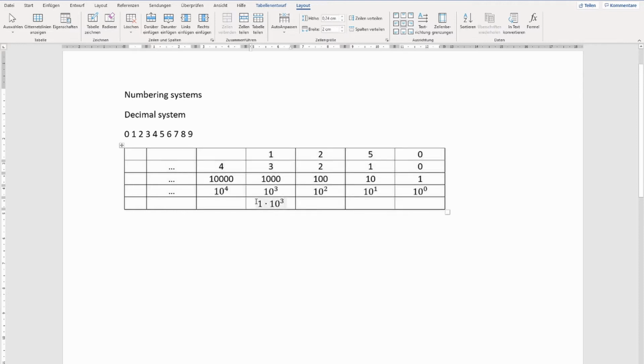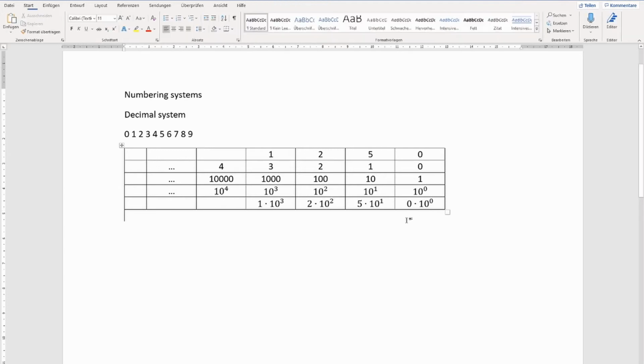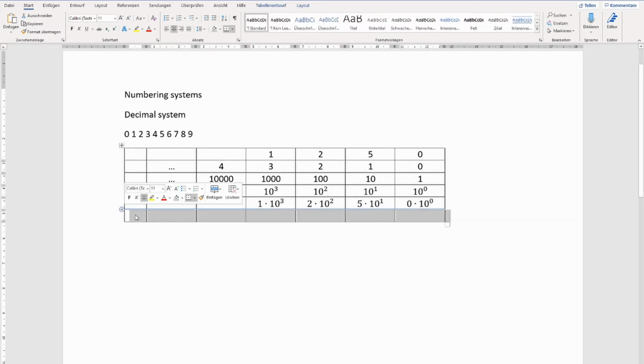Okay. 1 time, because it's 1 here, 1 time 10 to the power of 3. Then 2 times 10 to the power of 2. Then 5 times 10 to the power of 1. And 0 times 10 to the power of 0. Yeah? And therefore now calculate this.